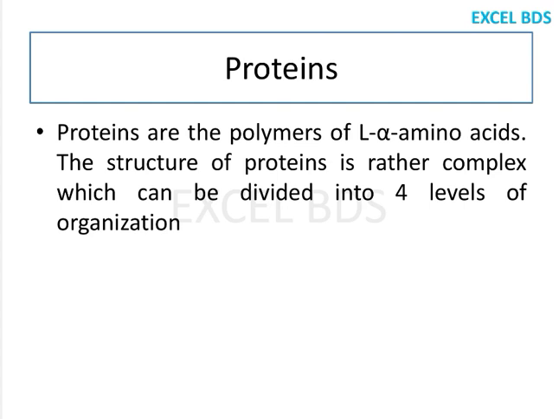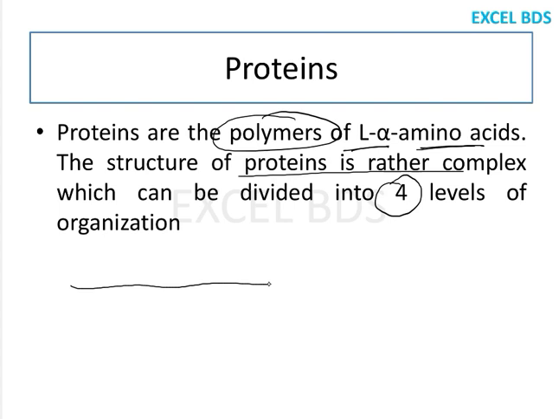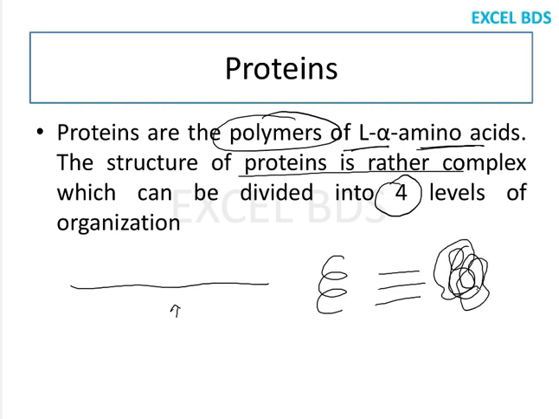Coming to a protein, proteins are polymers of amino acids, of the type L-alpha amino acids, which are majorly present in the human body. The structure of a protein is rather complex and it is divided into different levels, four different levels of organization. Once a protein is synthesized as a linear chain, it will not remain in the same form. It will undergo modifications, for example, a spiral nature or beta sheet-like structures, and finally it will form a complex protein molecule.